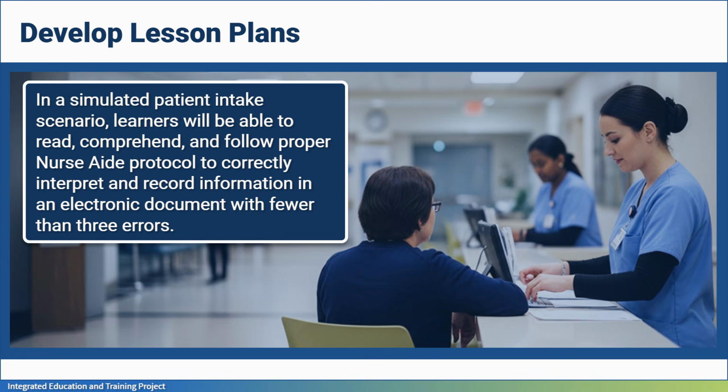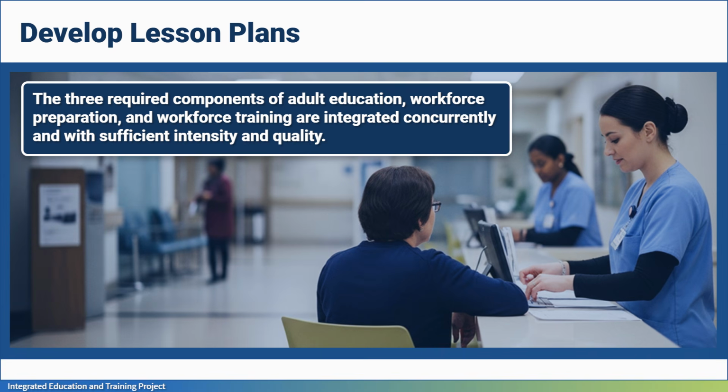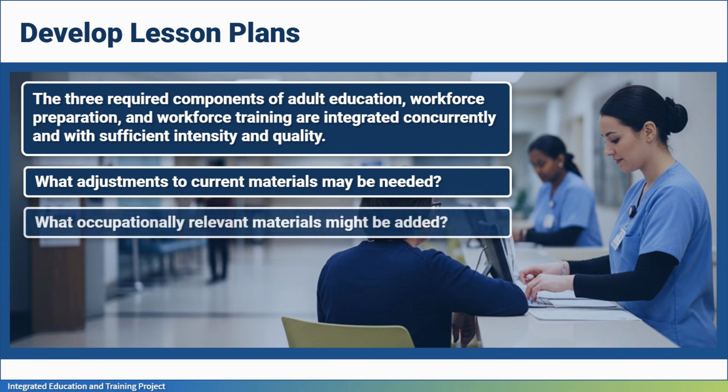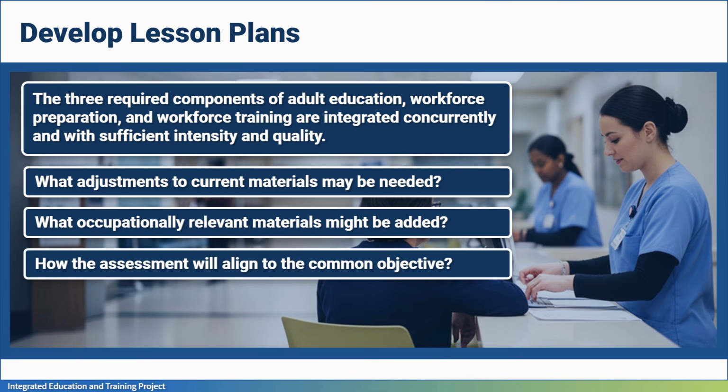Using this objective, take a moment to think about how you might contextualize the instruction around it so that the 3 required components of adult education, workforce preparation, and workforce training are integrated concurrently and with sufficient intensity and quality, which will include using nurse aid protocol, reading, and recording information in an electronic document. What adjustments to current materials may be needed? What occupationally relevant materials might be added, which may include sample nurse protocol documents from a local healthcare partner? How the assessment will align to the common objective.